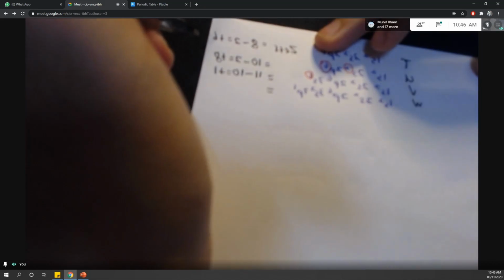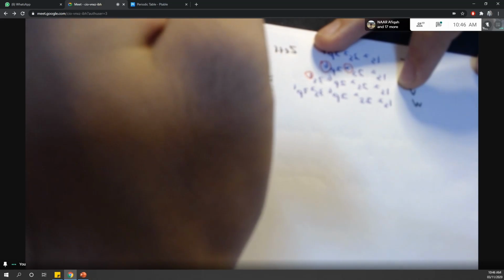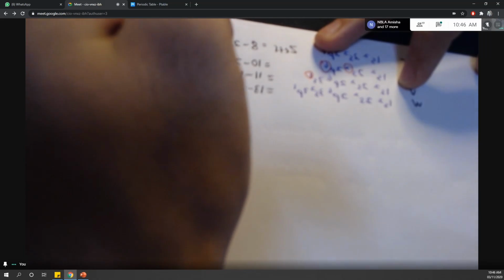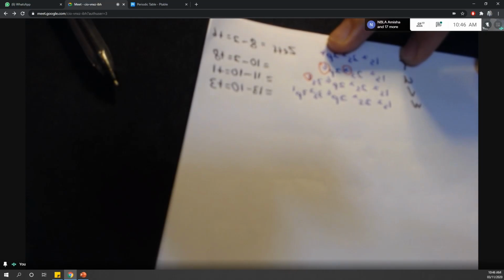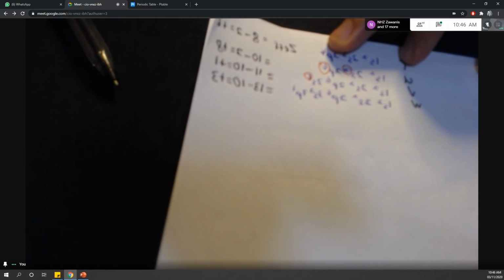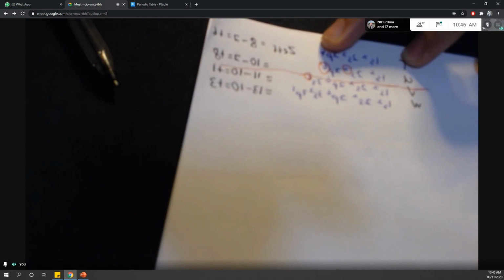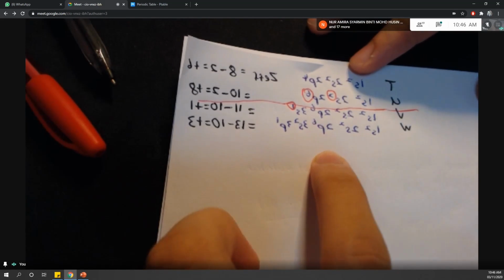While W is how much? 13 minus 10, so equal plus 3. So if you can see, you have actually divided it into two groups. So this two and this two. Sorry, my line is a bit bad.